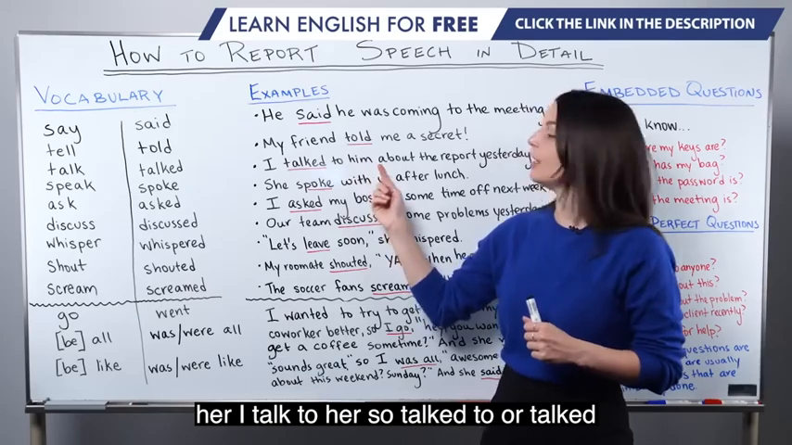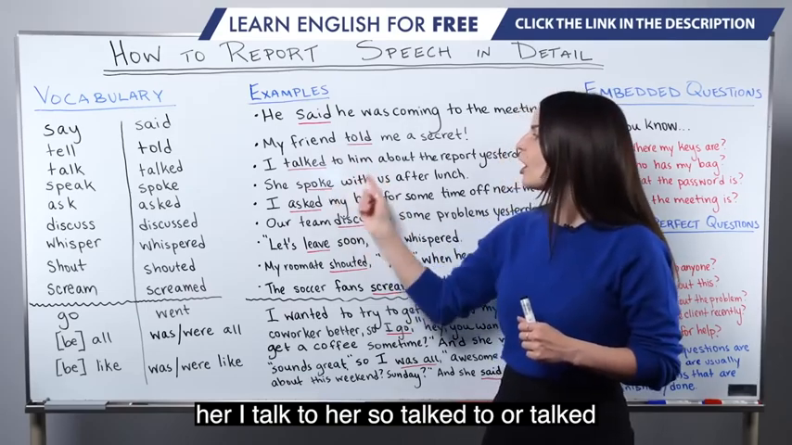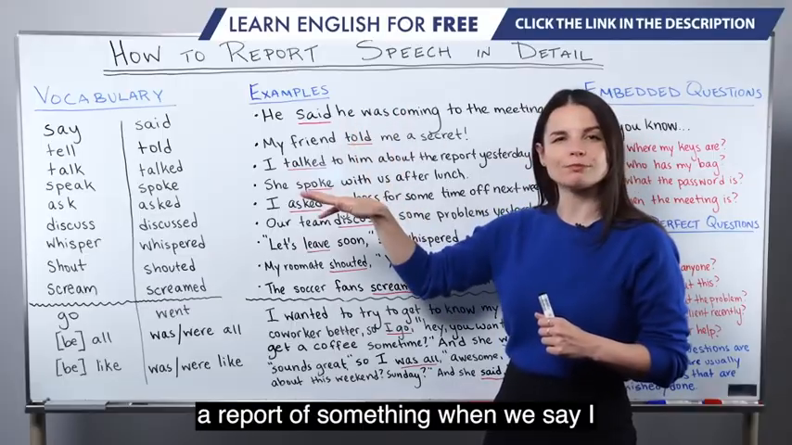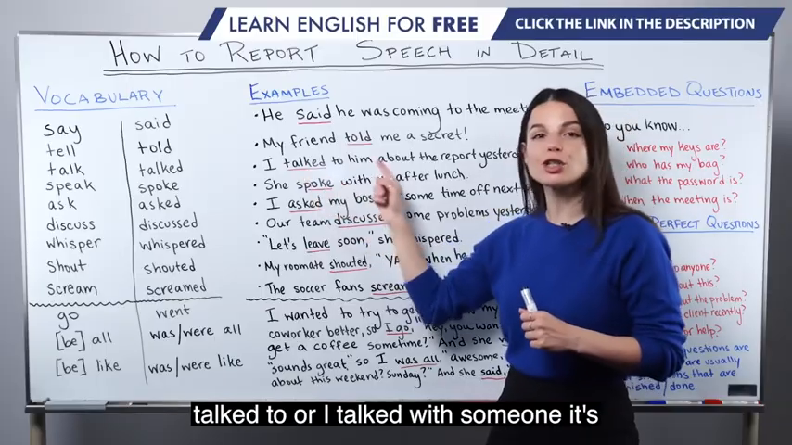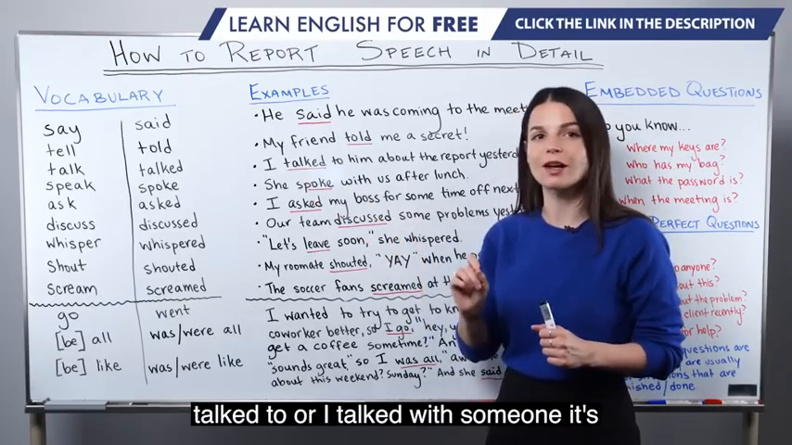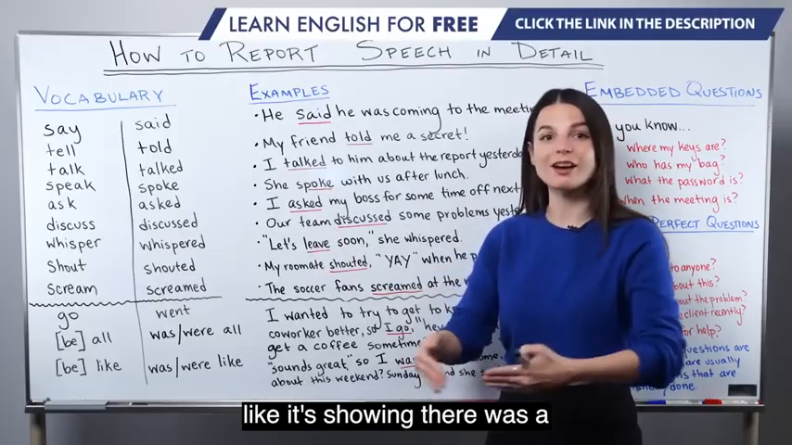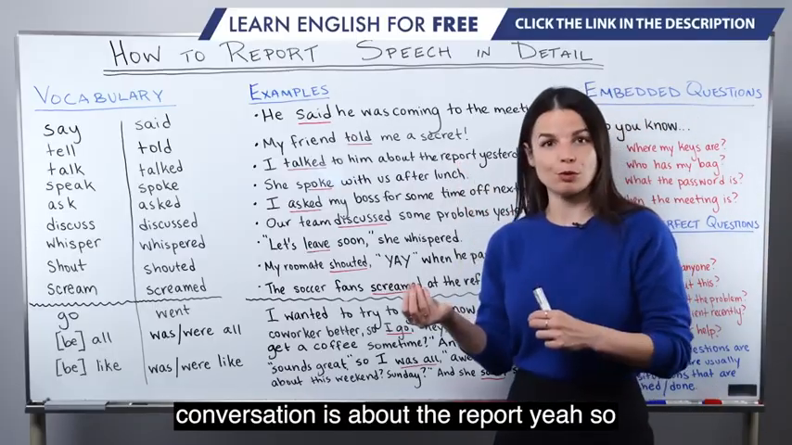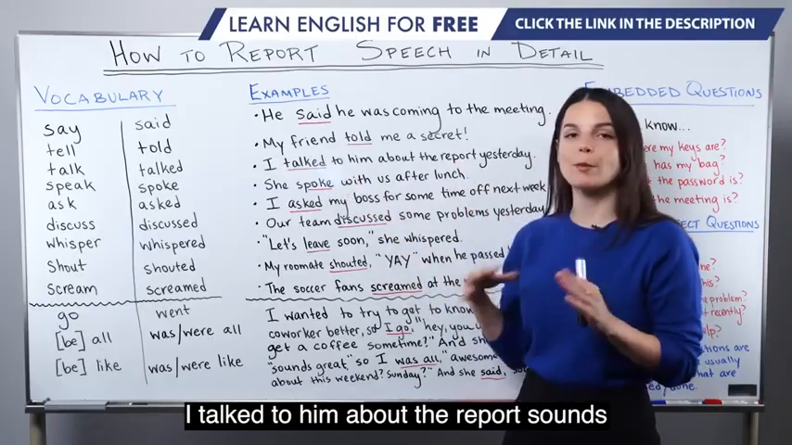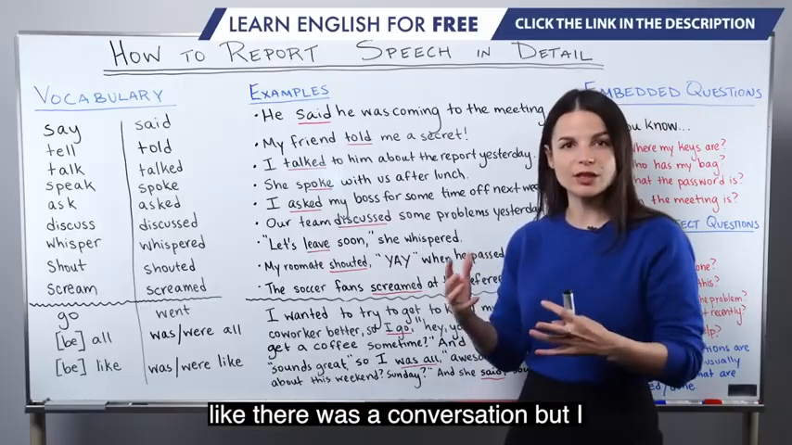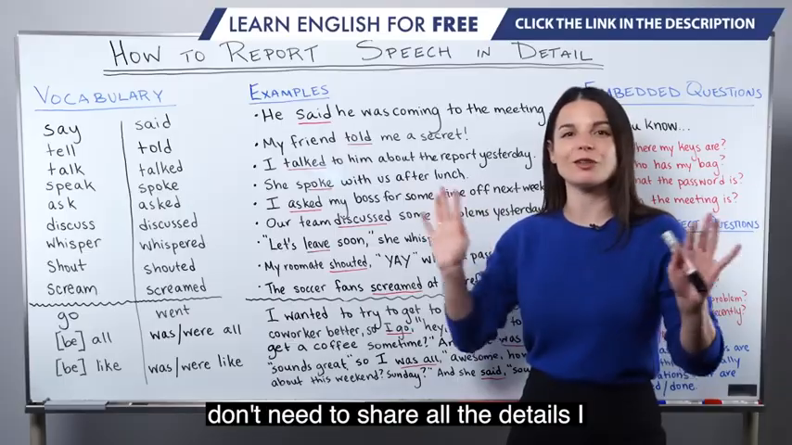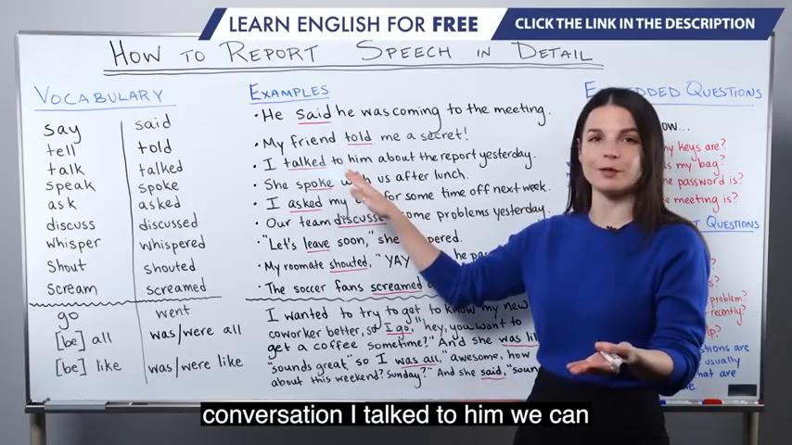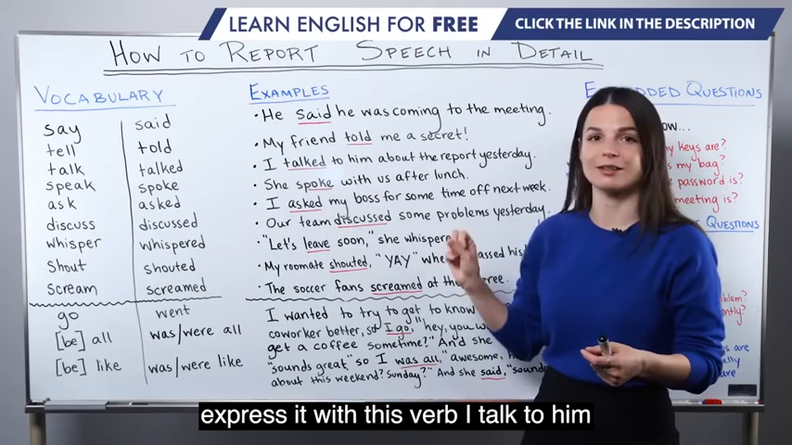I talked to her. So talked to or talked with is like said. However, it's not just a report of something. When we say I talked to or I talked with someone, it's showing there was a conversation, right? Here, in this case, the conversation is about the report. So I talked to him about the report sounds like there was a conversation, but I don't need to share all the details. I just want to show that there was a conversation. We can express it with this verb, I talked to him.